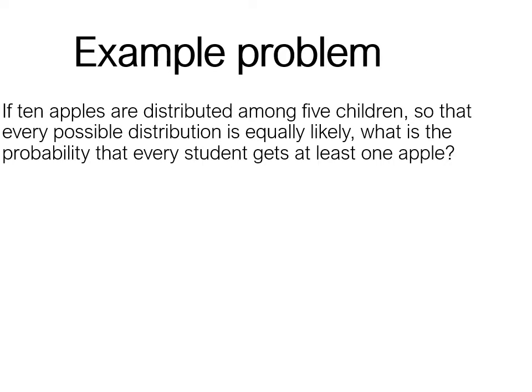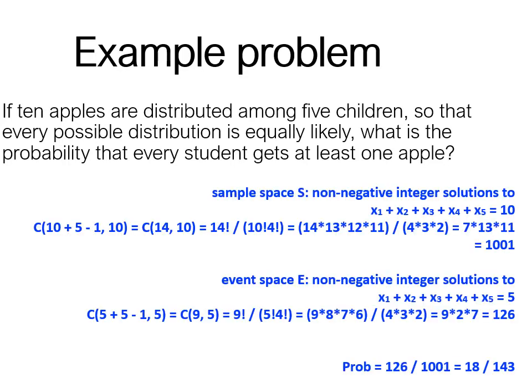So if 10 apples are distributed among 5 children, so that every possible distribution is equally likely, what is the probability that every student gets at least 1 apple? How do we go about calculating this? So what is our sample space? Our sample space is the number of non-negative integer solutions to the following equation, because we're distributing 10 apples to 5 children. And again, we can plug in the same formula we used just now. In this case, R is 10 and N is 5. And so our sample space has 1001 outcomes, and they're all equally likely.